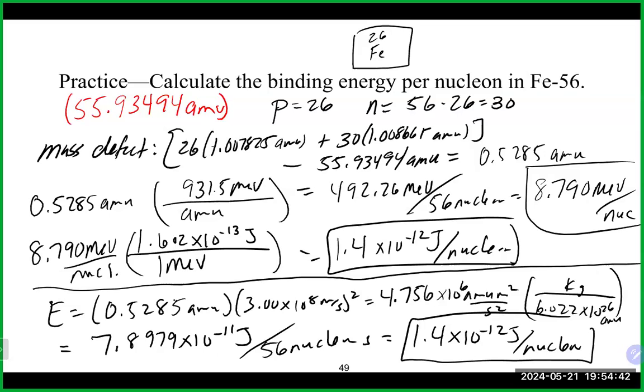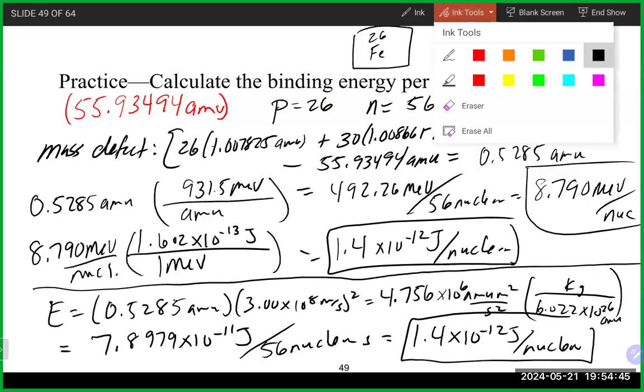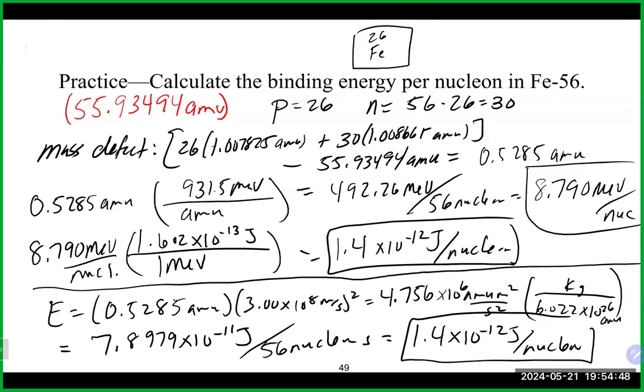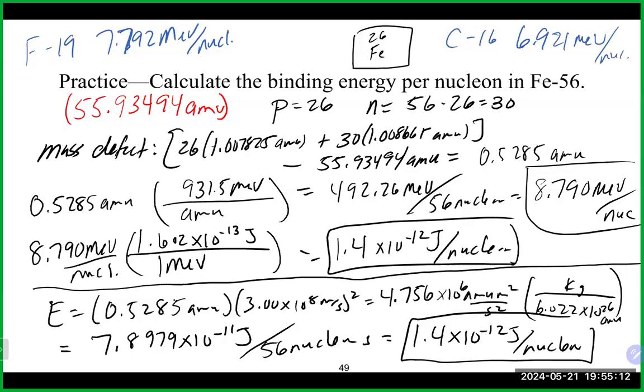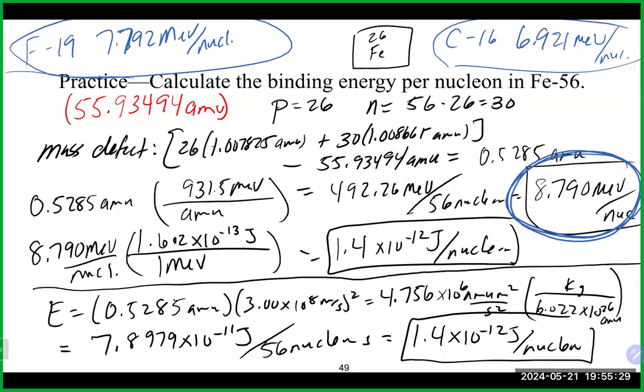Now, if we look at the three isotopes that we calculated the binding energy per nucleon for, we had our fluorine 19, which had something like 7.792 mega electron volts per nucleon. We had carbon 16, I think, that had 6.921 mega electron volts per nucleon. And we have our iron 56. And we can see in terms of stability of these three, the iron 56 should be more stable as it has a higher binding energy per nucleon, followed by fluorine 19. Lastly, here would be carbon 16 in terms of stability.